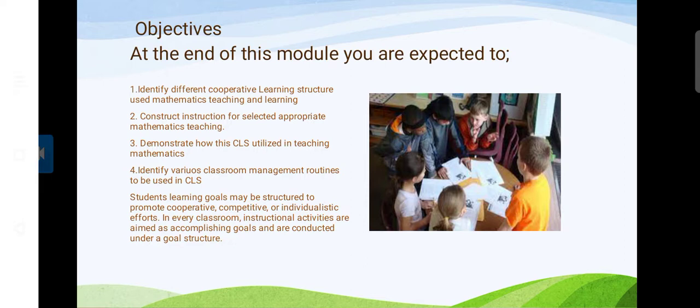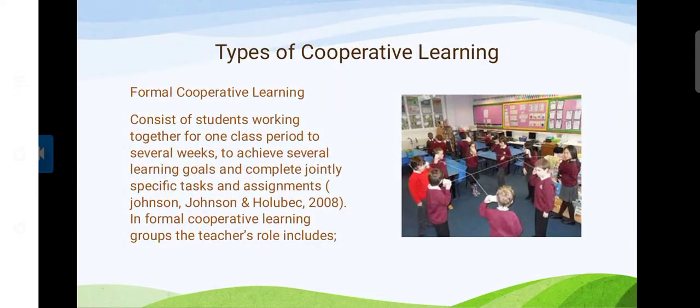So students' learning goals may be structured to promote cooperative, competitive, or individualistic efforts. In every classroom, instructional activities are aimed at accomplishing goals and are conducted under a goal structure. So we have types of cooperative learning. First, we have formal cooperative learning. According to Johnson and Holubec, formal cooperative learning consists of students working together for one class period to several weeks to achieve shared learning goals and complete jointly specific tasks and assignments.